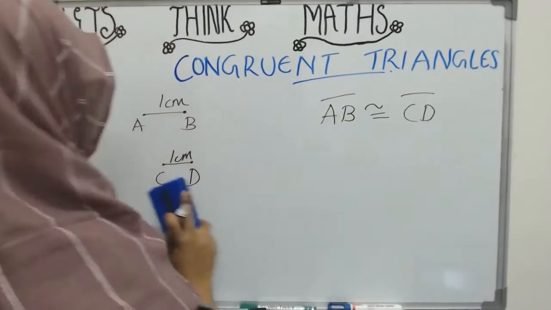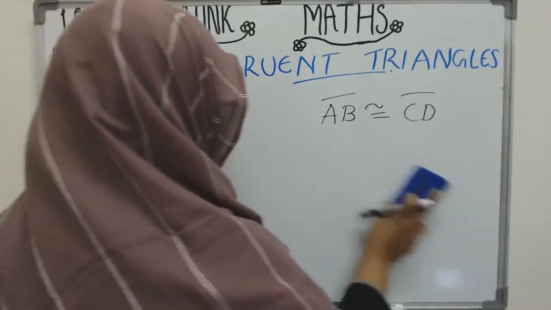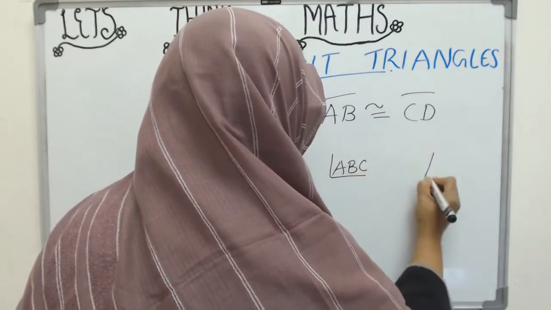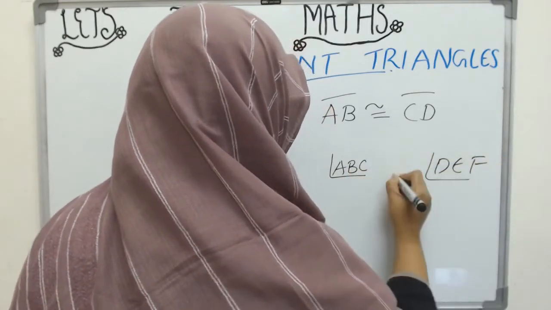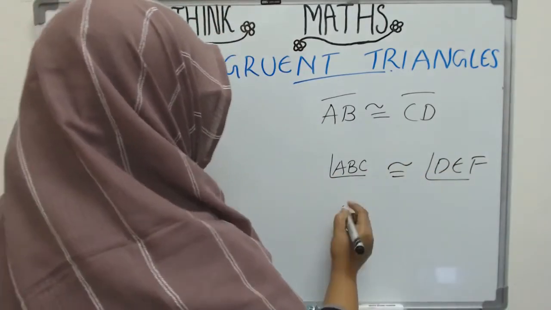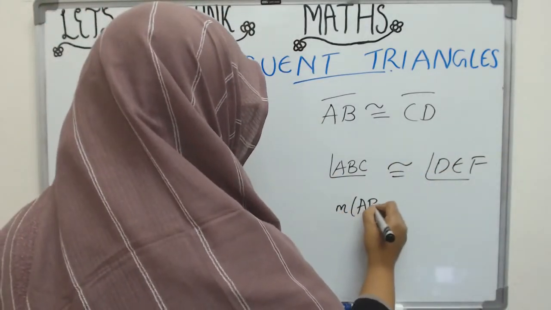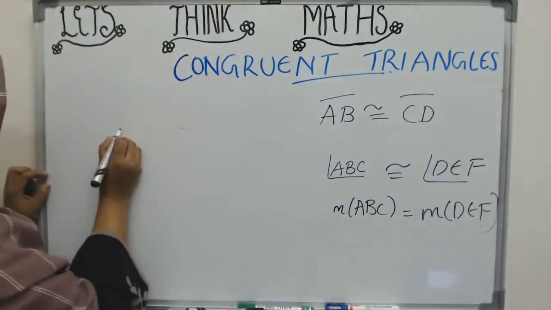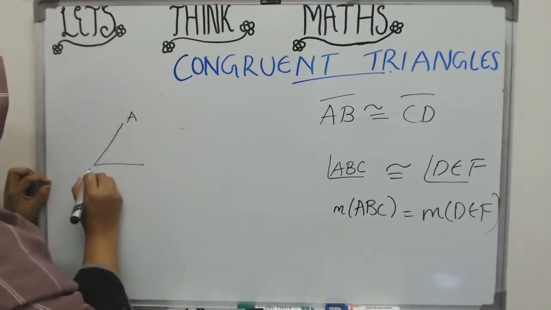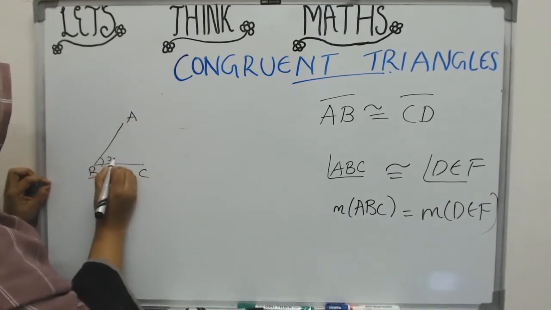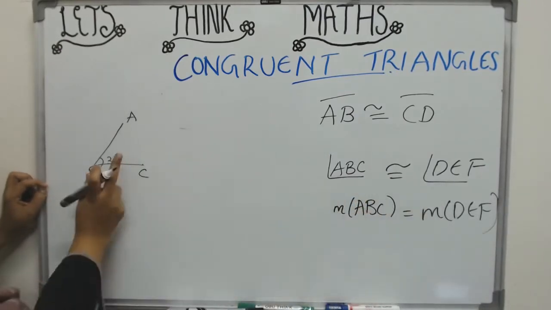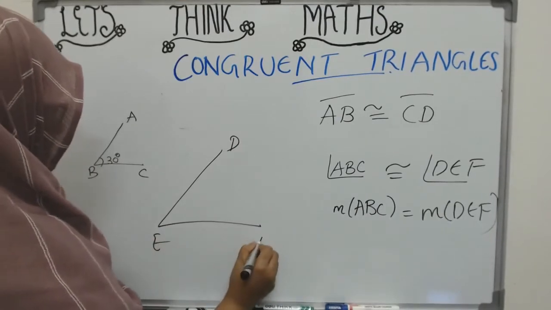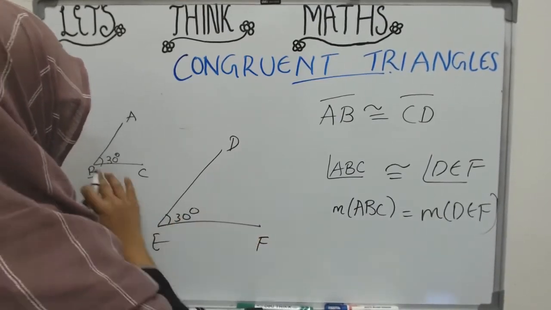Now next, what makes 2 angles congruent? Suppose you have 2 angles, ABC and DEF. What makes these 2 angles congruent? They must be of the same measure. Suppose this is ABC, and suppose this is 30 degrees. Any angle which has the measure 30 degrees will be congruent to it.